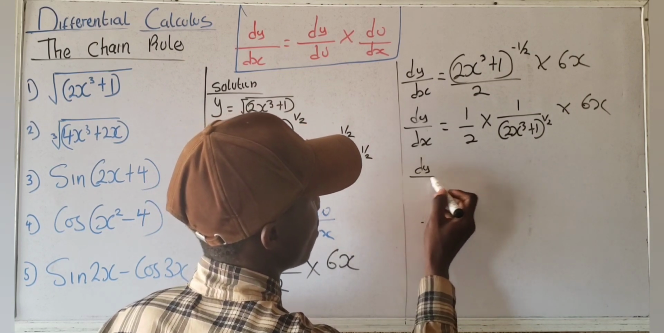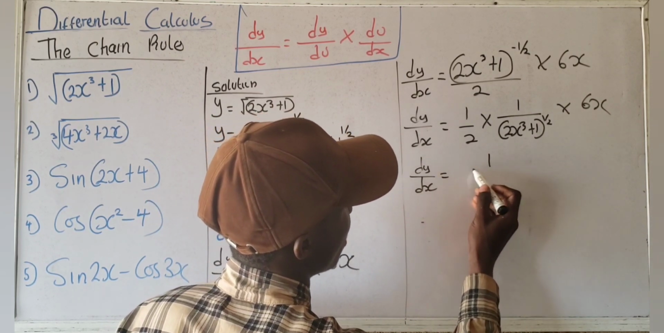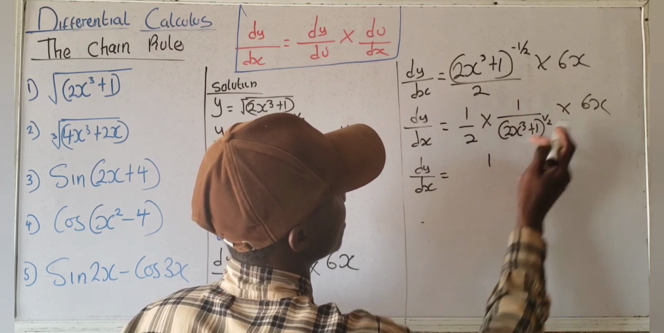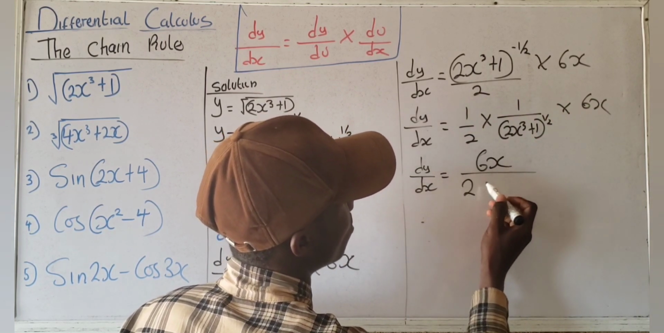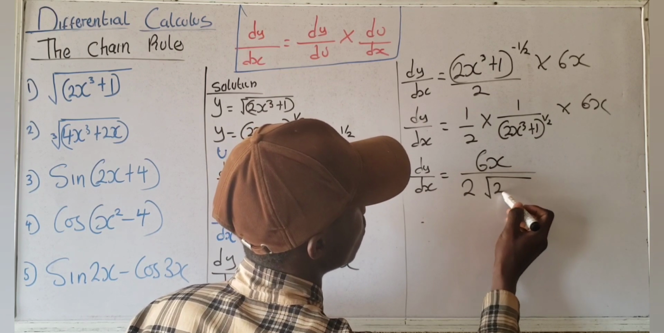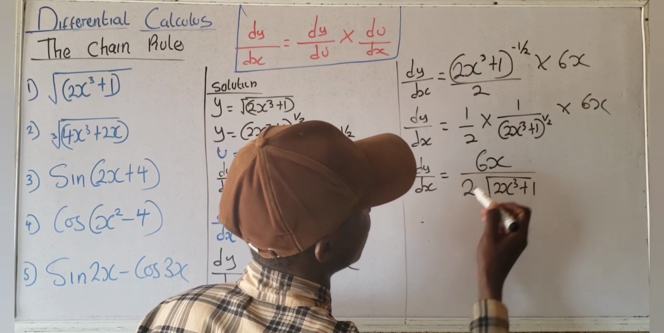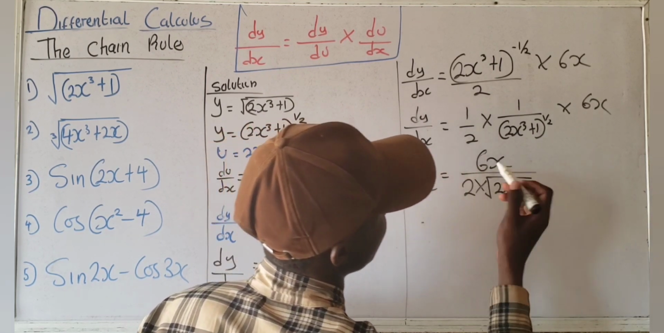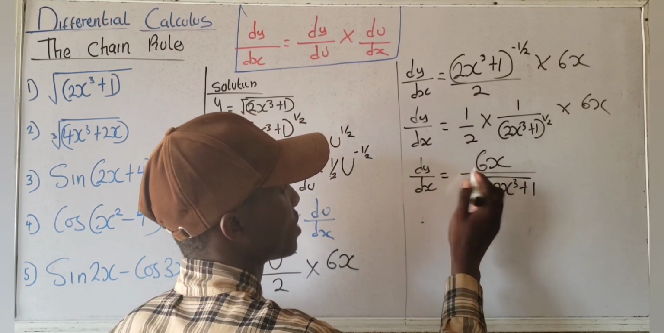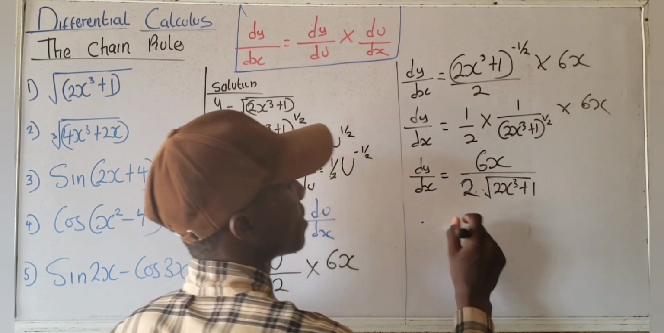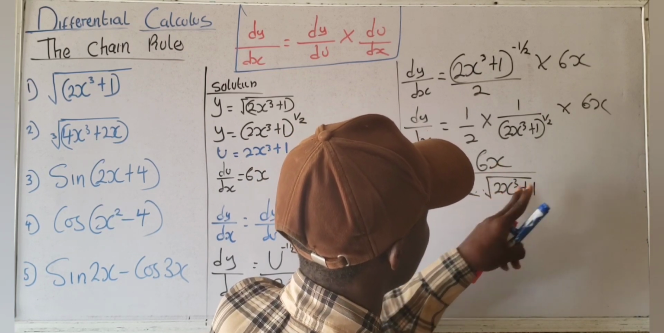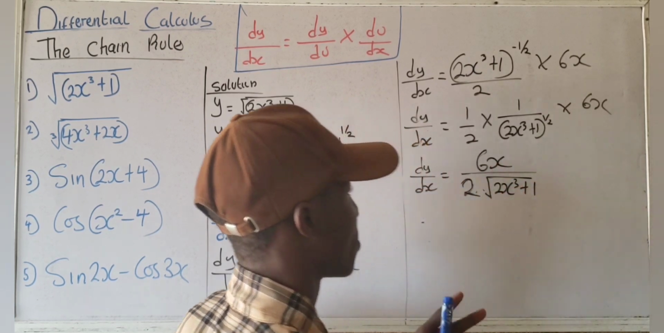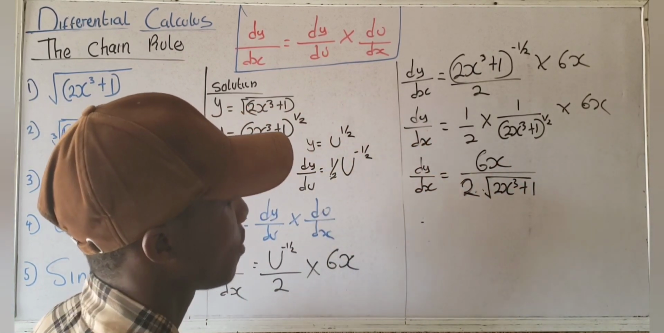dy all over dx is equals to 1 times 1 times 6x, that's 6x. 6x all over 2 multiplied by square root of 2x raised to the power of 3 plus 1. Okay? So you can see, 2 times this is 2 multiplied by square root of 2x raised to the power of 3 plus 1. Now, I want you to pay attention.